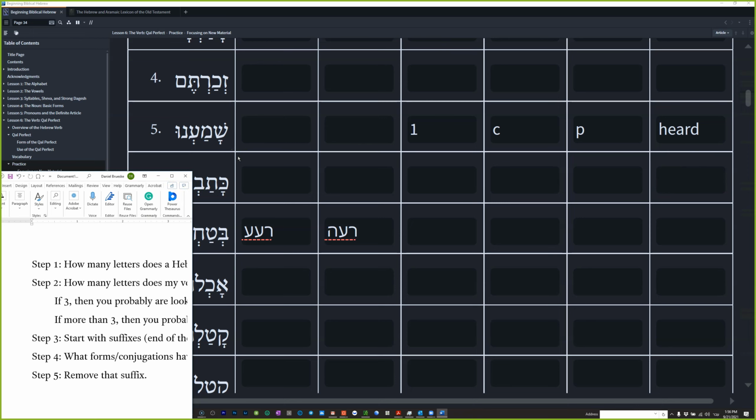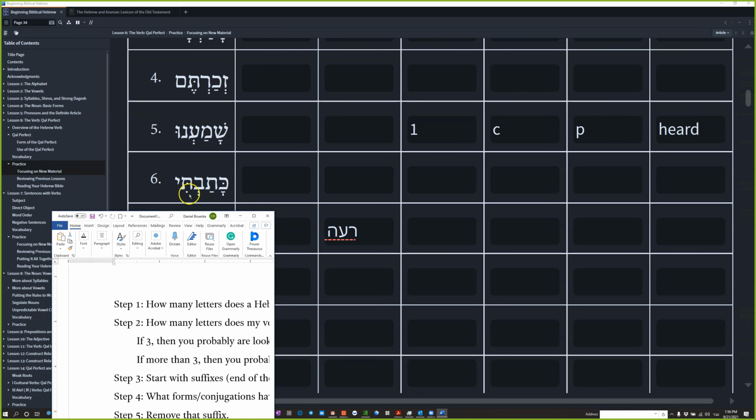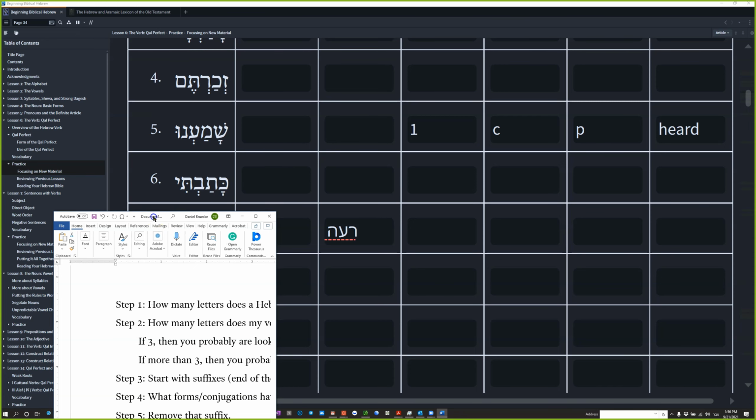Well, it means right, or to write. In the Qal Perfect 3MS, it means he wrote. But what does it mean in the Qal Perfect 1CS? Because that's the form I have here. Well, in the Qal Perfect 1CS, it doesn't mean he wrote, it means I wrote. And so if I needed to translate it, I could do that. I just write in he wrote.